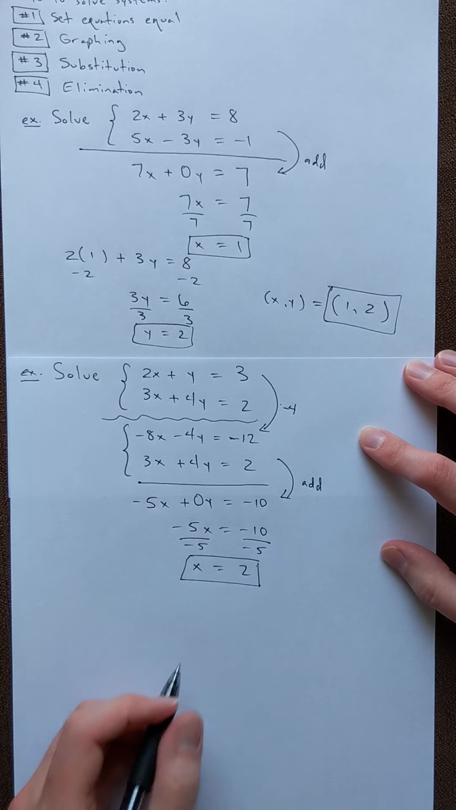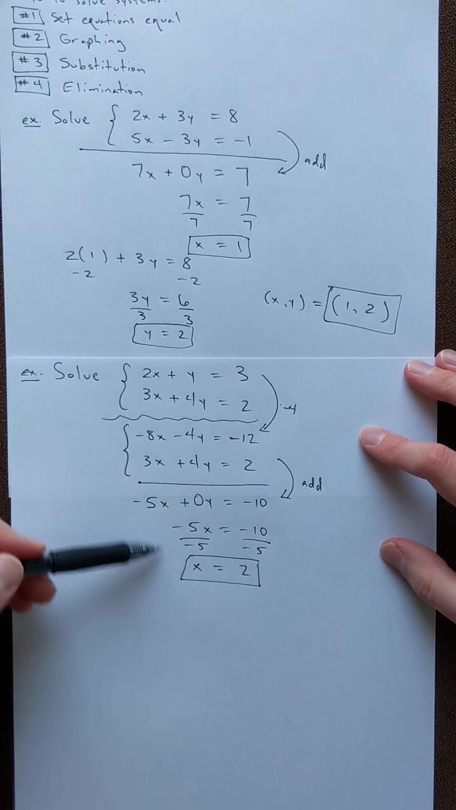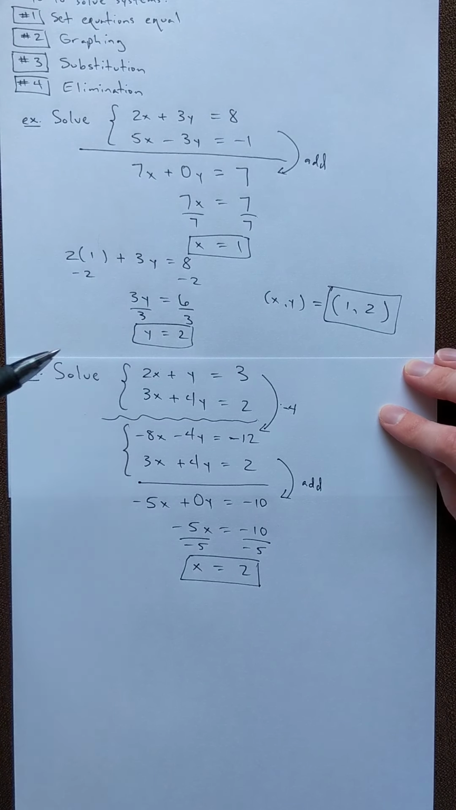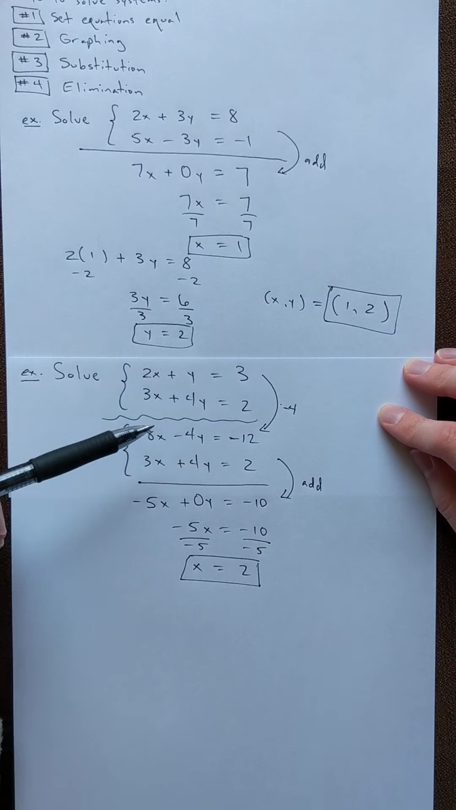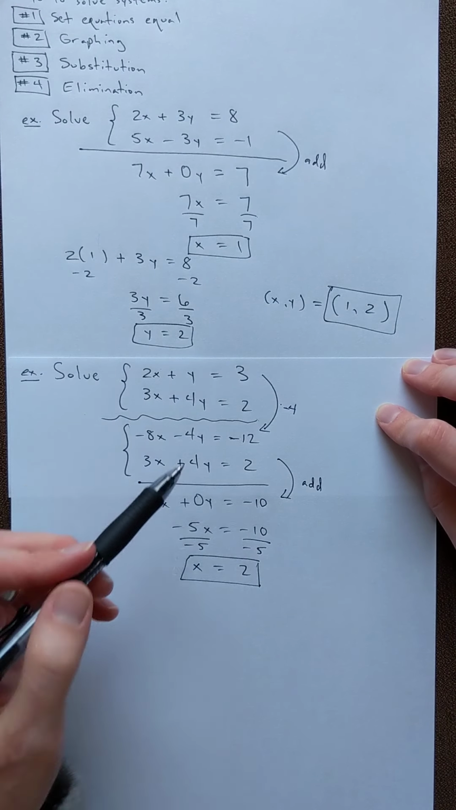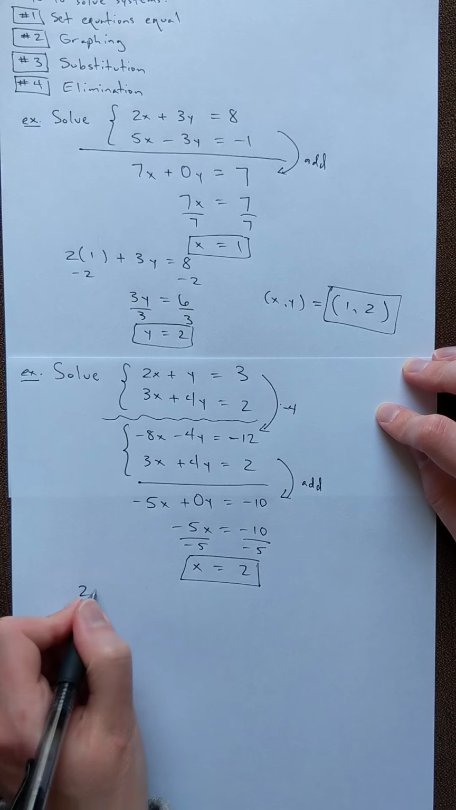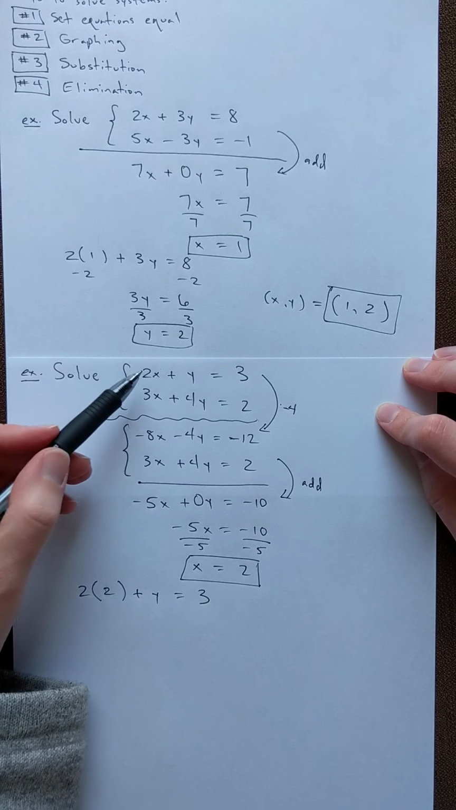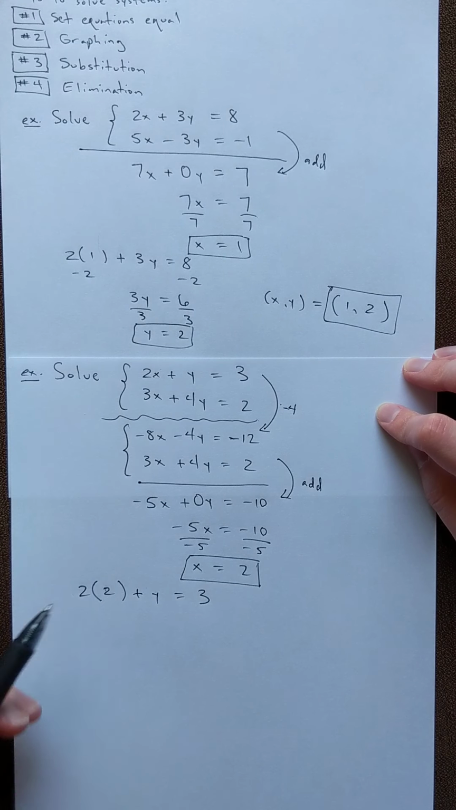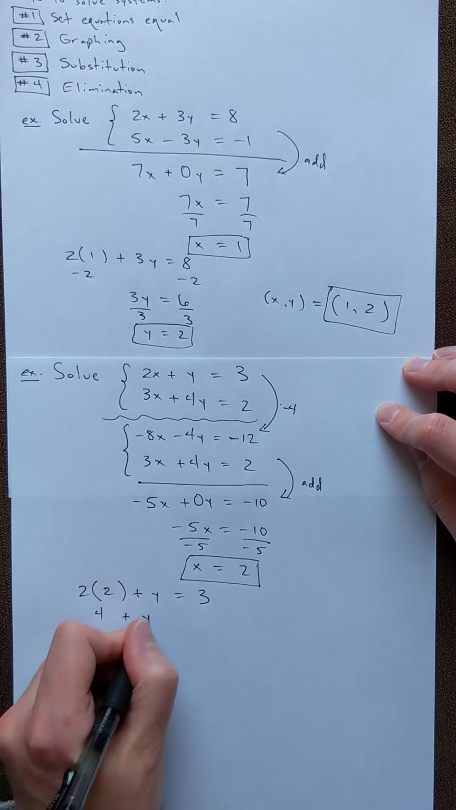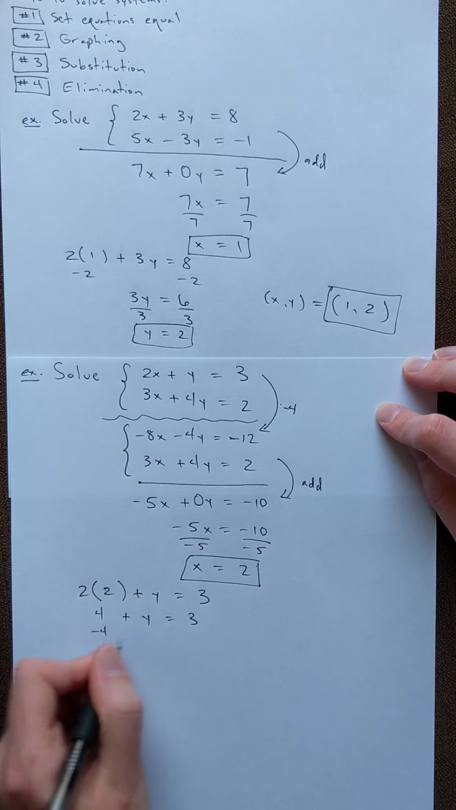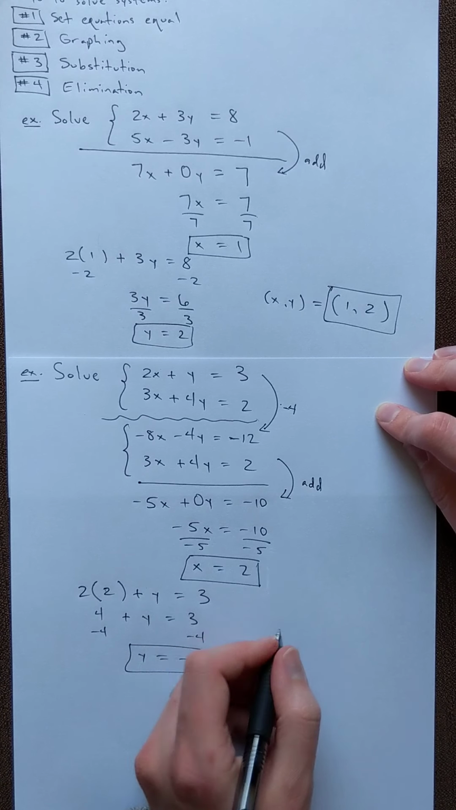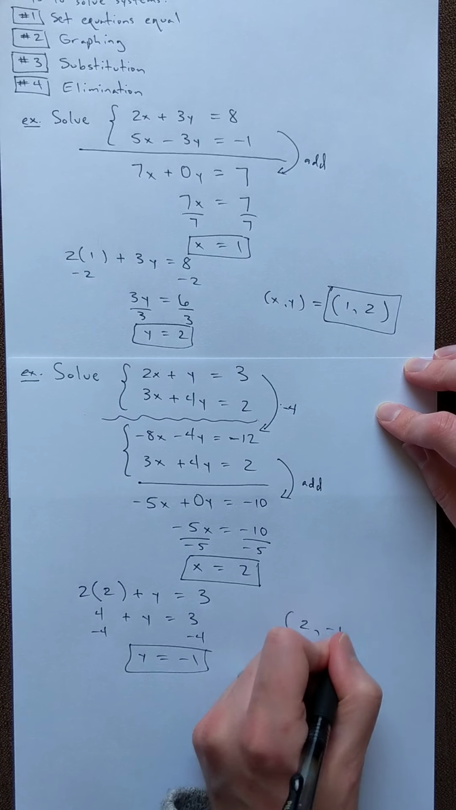And once I know x is equal to 2, pick whichever of the equations above. You can use any one. Whichever one makes it easiest to find y. And this one seems like it's going to be the least annoying since there's no coefficient on y. So let's take the top equation. 2 times x would be 2 times 2 plus y is equal to 3. So this is the top equation with x is 2. So 4 plus y is equal to 3. We subtract 4. We get y is equal to negative 1. So our answer would be (2, negative 1).